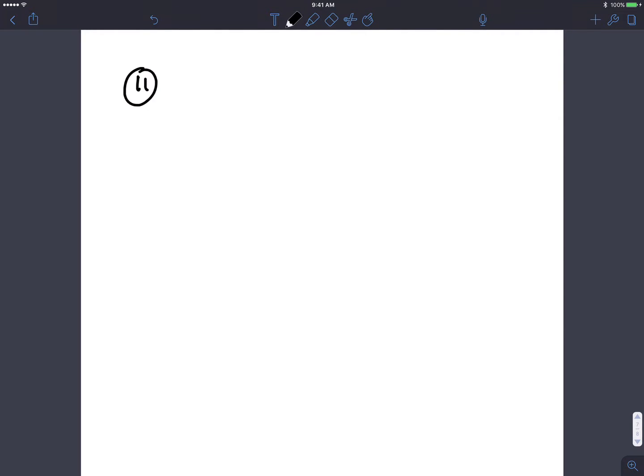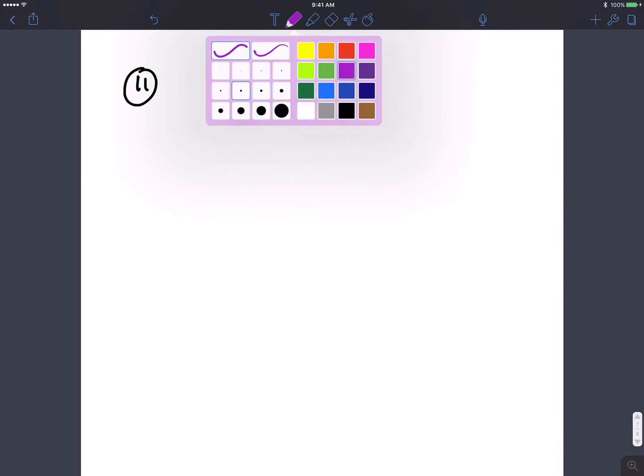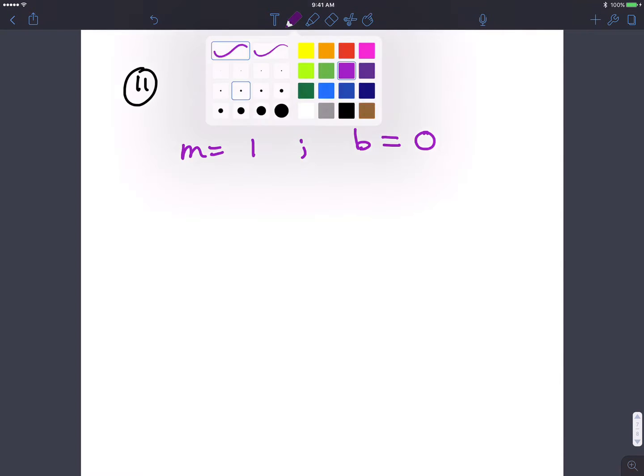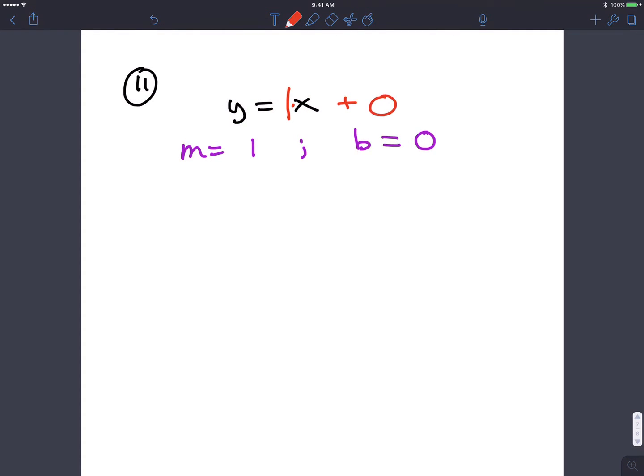Number 11. Y equals x. Notice here, the slope is the number that's multiplied to x. 1. There's a 1 multiplied to x because 1 times x is x. And then you might say, okay, I understand that my slope here is 1, but what is the y-intercept? And I'm going to say the y-intercept is 0. It is 0 because I can add 0 to any number, and it's always itself. So my y-intercept is actually 0.